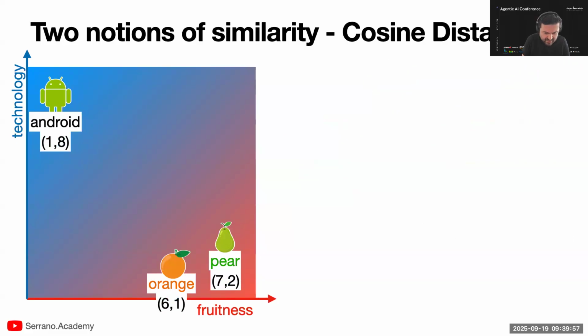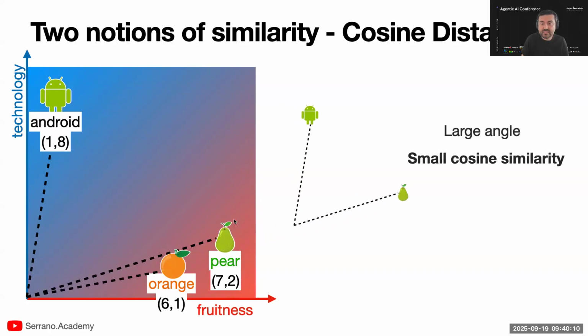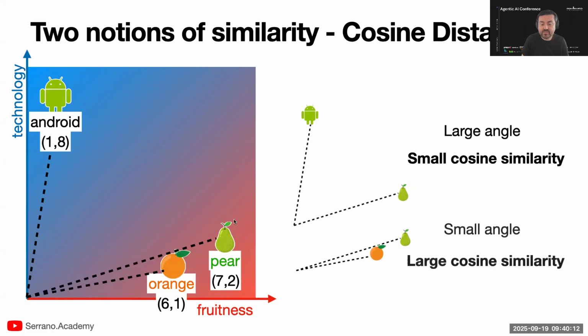Now let's talk about the angle. Xiang is asking a question: what about a small angle but two items far away? We'll get there, Xiang, great question. When we say the angle, we say that a large angle means small cosine similarity and that a small angle means large cosine similarity.